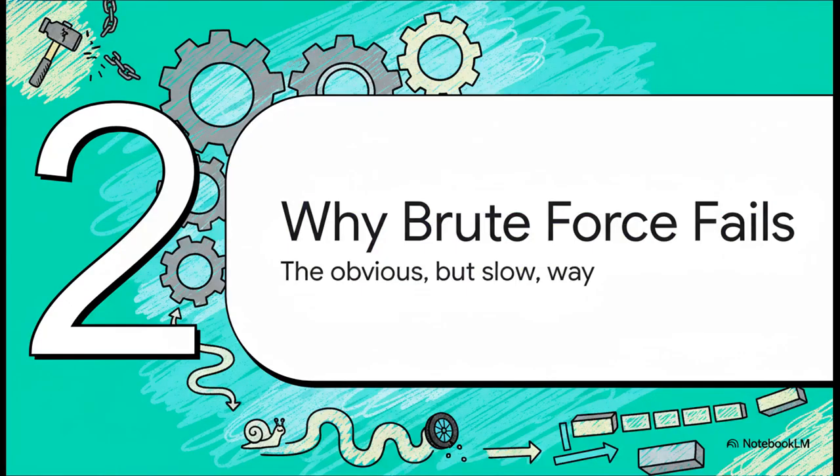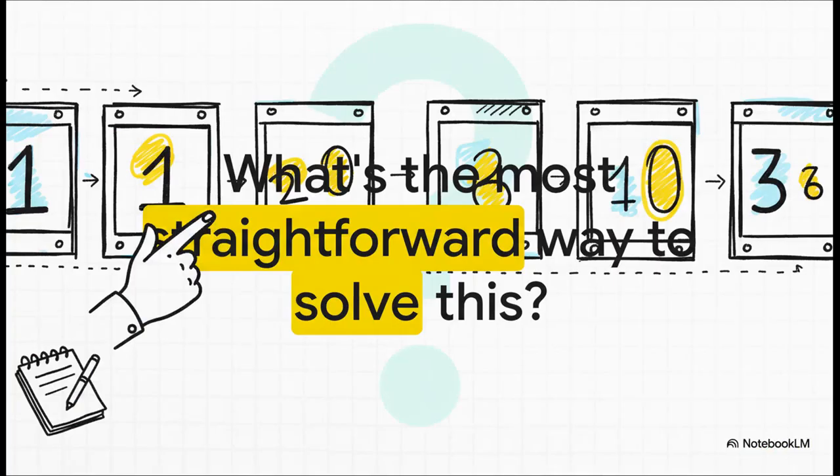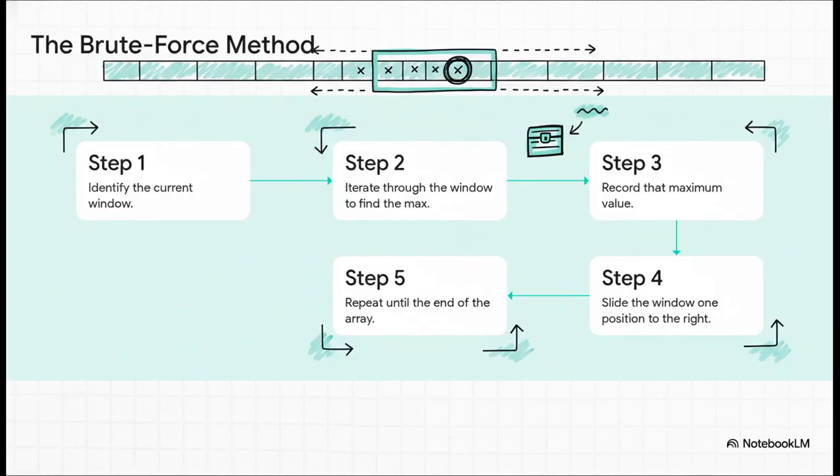All right, so we get the goal. The question now is, how do we actually do it? Well, let's start with the most obvious way, the one you'd probably think of first. In programming, we call this the brute force approach. Seriously, if you didn't know any fancy tricks and just had to solve this, how would you do it? You'd just look at each window, find the biggest number, and write it down, right? And yep, that's pretty much what the brute force algorithm does.